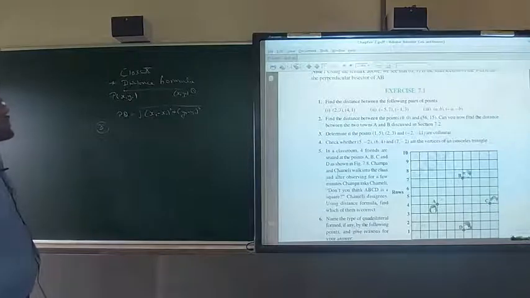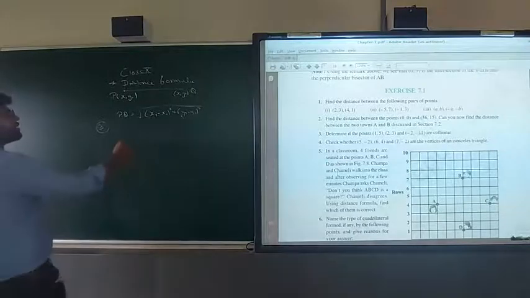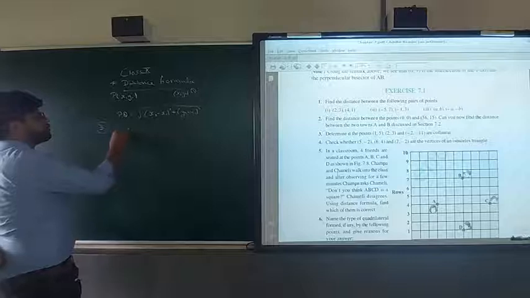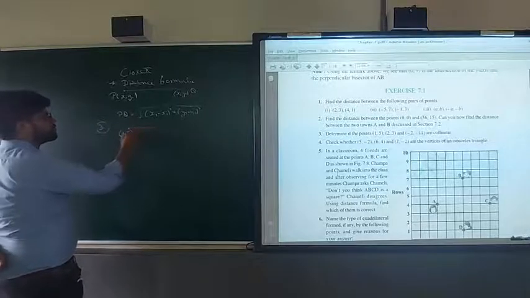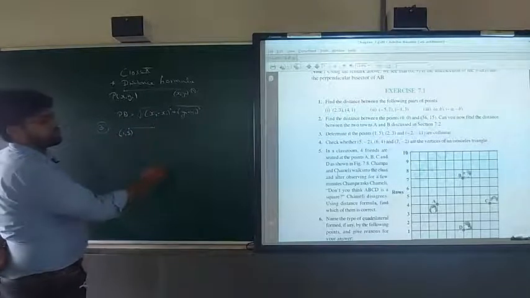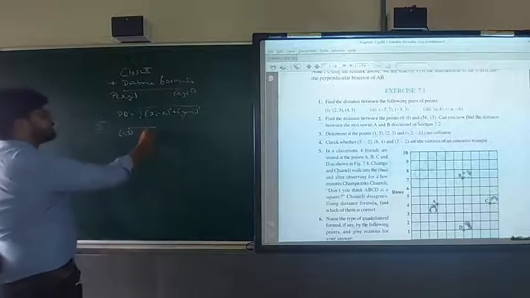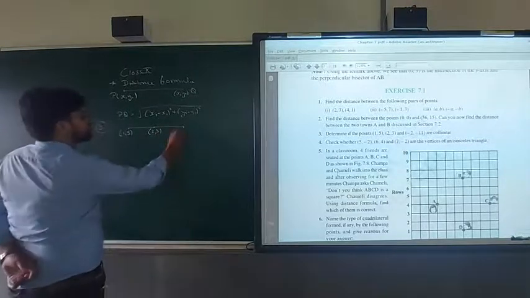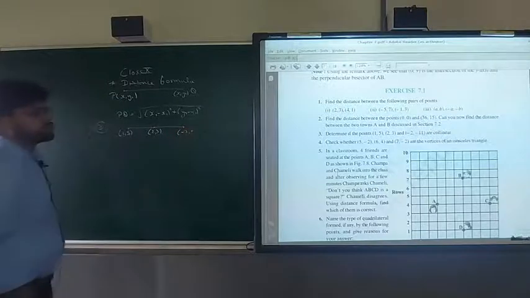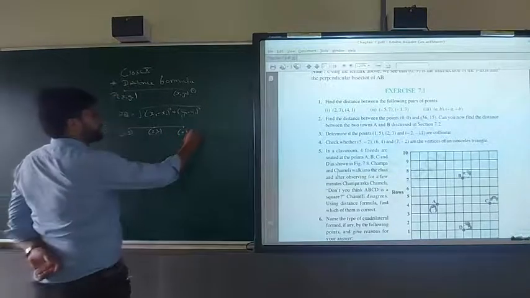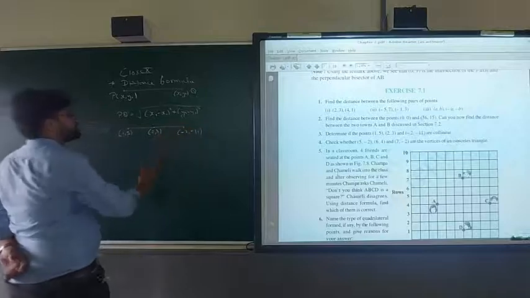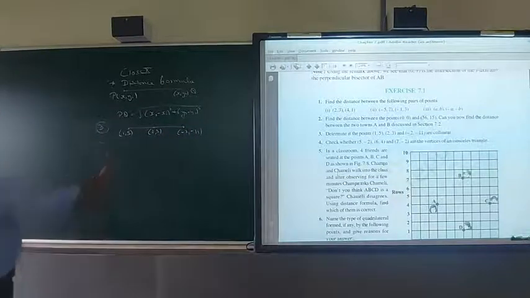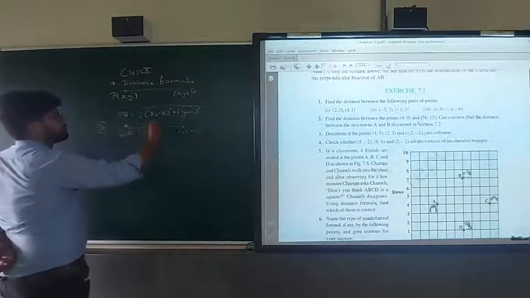The third question is: the first point is (1, 5), the second point is (2, 3), and the third point is (-2, -11). These are the 3 points. I will name them A, B, C.